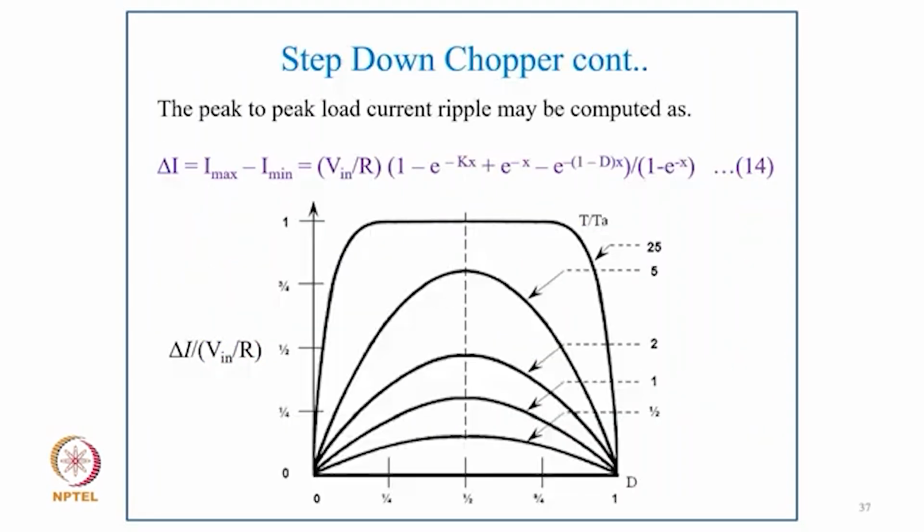So now you can call it delta I max. Delta I will be I max minus I minimum. So that becomes V in upon R in bracket (1 minus e to power minus DX plus e to power minus X minus e to power minus (1 minus D) X) divided by (1 minus e to power minus X). And you can see typically with the duty cycle how your normalized ripple current, delta I upon V in upon R, varies for different duty cycle and with different T upon TA. So if we typically vary the duty cycle, this is how the variation is there for this ripple current.